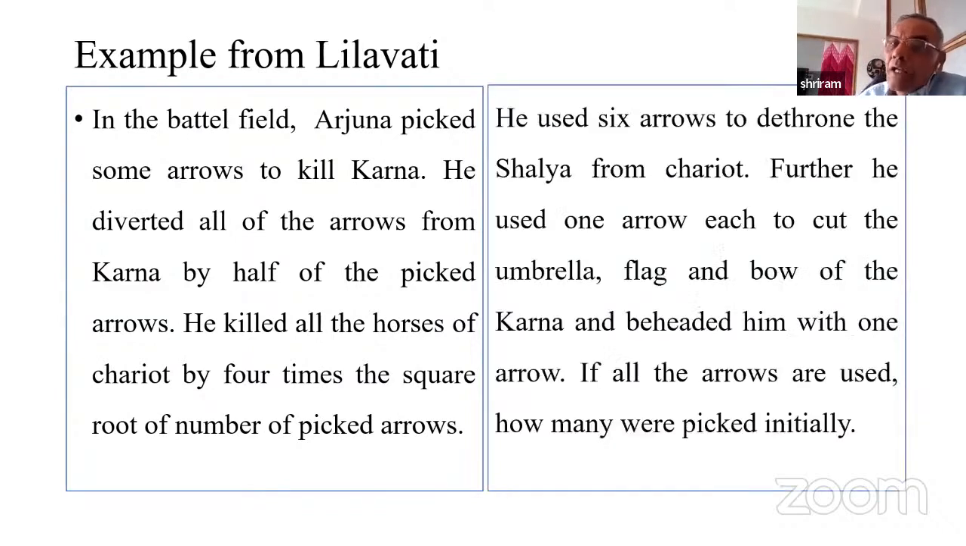Third data given, he used 6 arrows to dethrone the Shalya. We know Shalya was his Sarthi. Shalya formed the chariot. Then he used 1 arrow each to cut the umbrella, flag, and bow of Karna, that is Chhatra, Dhwaja, and Dhanushya, and beheaded him with 1 arrow. So he killed Karna with 1 arrow. This was the data given by Bhaskara. And then he is asking us to find, if all the arrows are used, how many were picked initially.